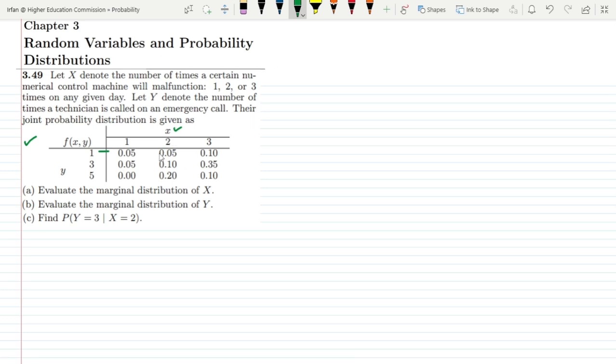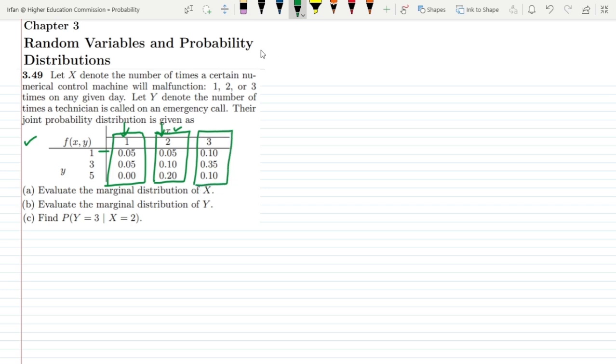I have previously told you that in order to find the marginal distribution of x, what I have to do is make the values of that variable constant. Just like here, if I want to find the marginal distribution of x, you have to make the value of x equal to 1 and then add them all together. If you want to find the marginal distribution of x equal to 2, you have to add all this column and here as well.